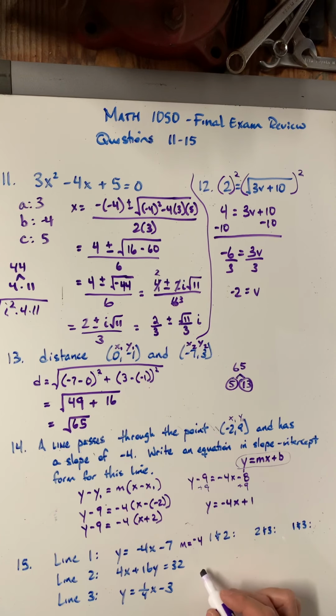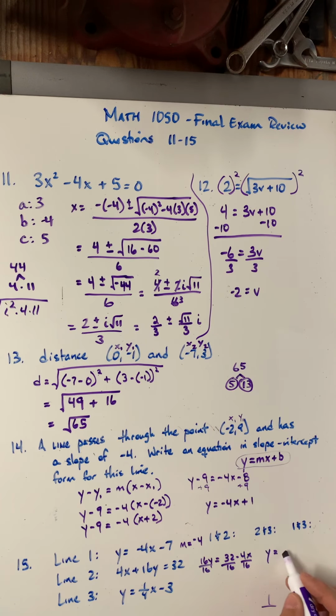I'm going to do my work right here. So if I subtract 4x, I'll have 16y equals 32 minus 4x. And then if I divide by 16, I get y equals 2 minus 1/4 x. Now, even though the term with x is second, my slope is always the coefficient of the x. So my slope for this line is -1/4. And then for this line, it's easy because they have it in slope-intercept form. Slope is 1/4. So these are my 3 slopes.